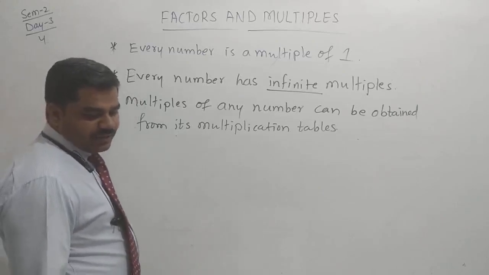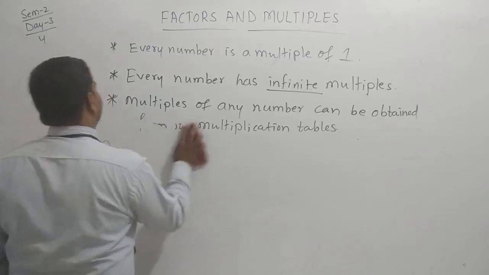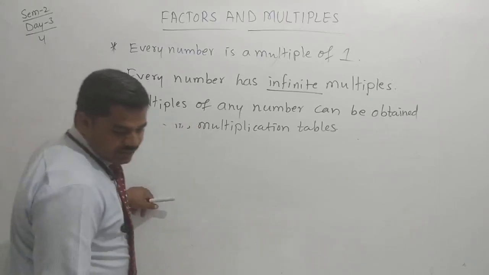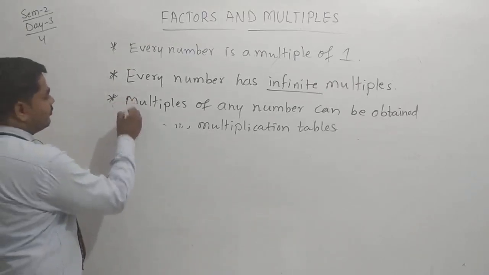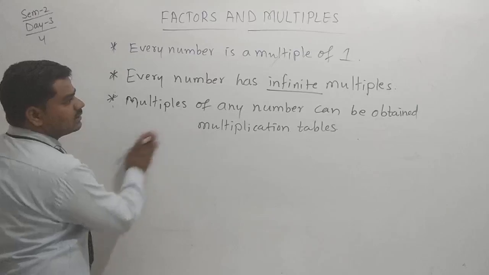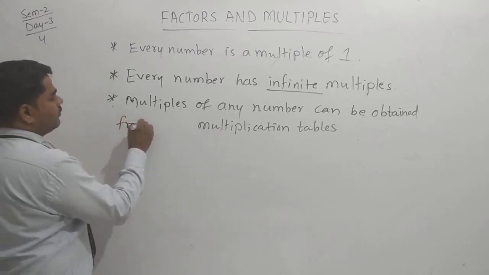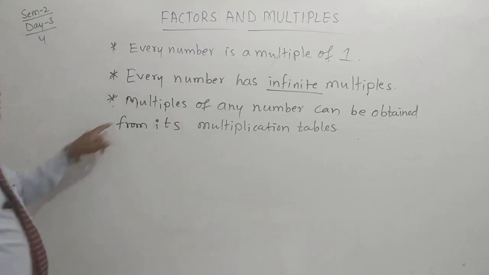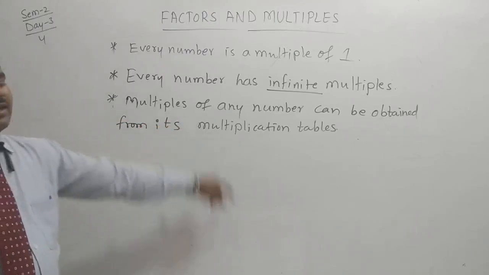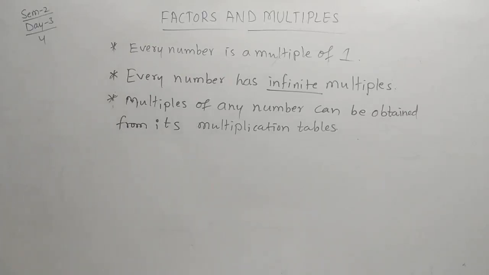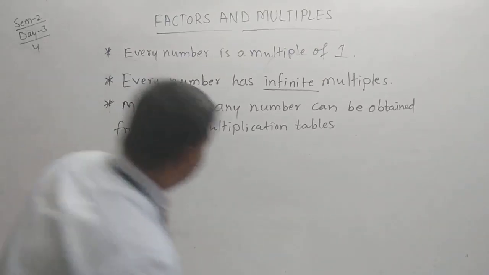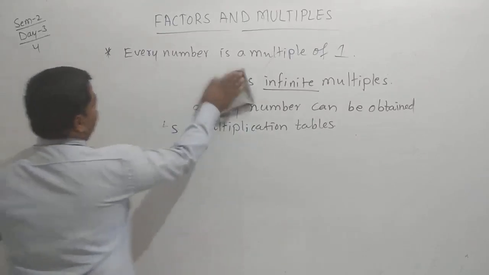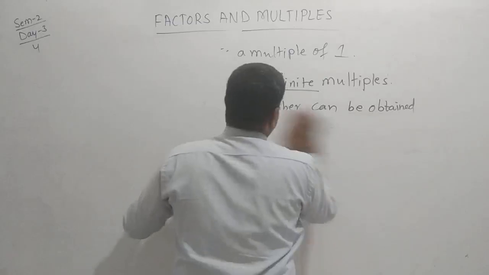Here some questions on multiples are given. List the first 10 multiples of each number. The question is from your textbook only, page number 153. Write these three points neatly in your notebook: multiples of any number can be obtained from its multiplication tables. Take this down neatly, write clearly. Clear? Okay. You will write the first 10 multiples of the numbers given in your textbook.